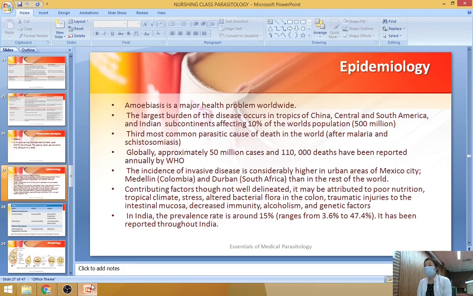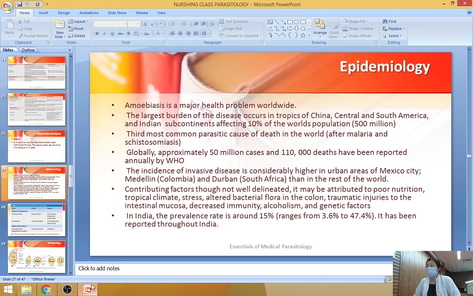The largest burden of the disease occurs in the tropics, like China, Central and South America, and India, mostly India. It affects more than 10% of the world population. It is the third most common parasitic cause of death in the world after malaria and schistosomiasis. Malaria ranks first, followed by schistosomiasis, which is caused by Schistosoma. Globally, approximately 50 million cases and 110,000 deaths are reported annually by WHO. The incidence of invasive disease is considerably higher in urban areas like Mexico City.